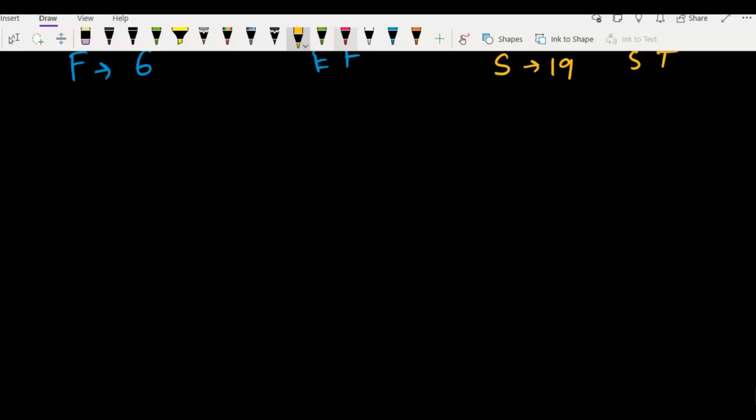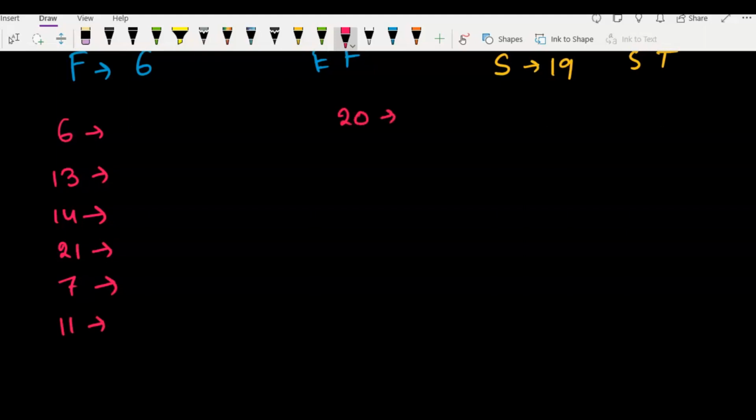Let's do some more practice. So I am writing the place values. You have to tell what the letters are. So 6, then 13, 14, then 21, then 7, then 11, then 20, then 23, then 17, 4, 25. So what are the letters?